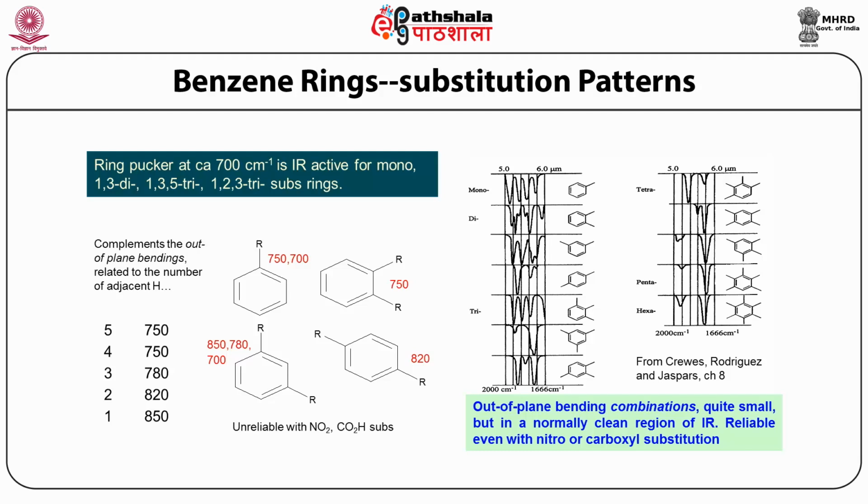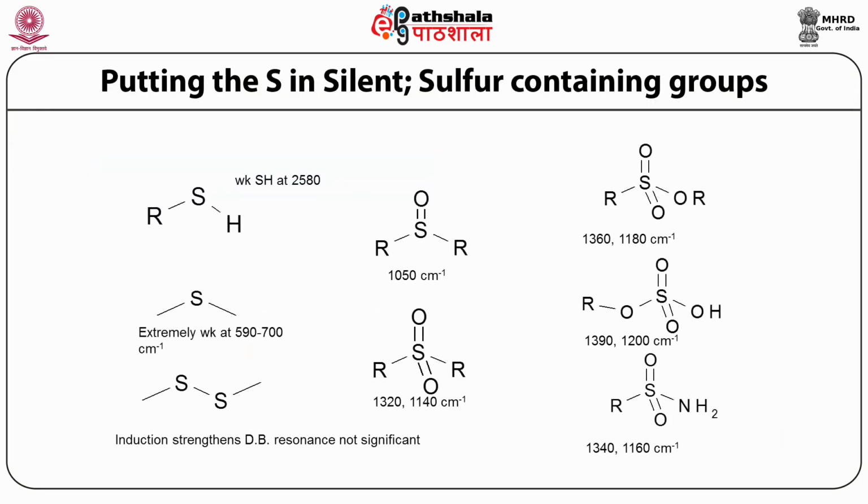Out-of-plane bending combinations are quite small, but it is normally a clean region of the IR, reliable even with nitro or carboxylic acid substitution. Here we discuss sulfur and varying the different substituents. You can see the RSH group has absorption at 2580, but RSOR has 1050 per centimeter. If it is triply substituted, then it is different, and these are the details of the different possible substitutions on the sulfur group.